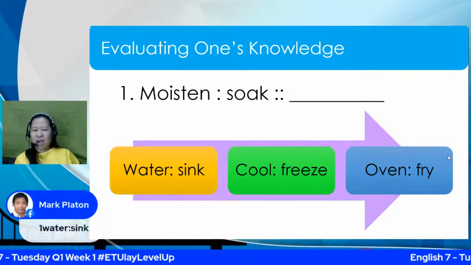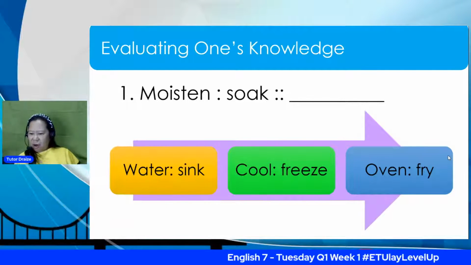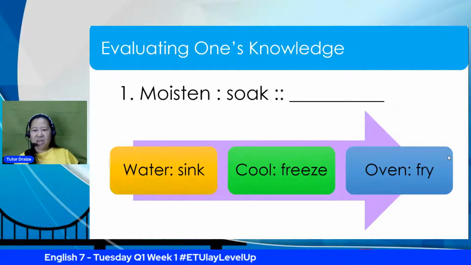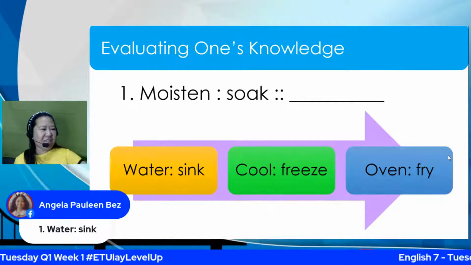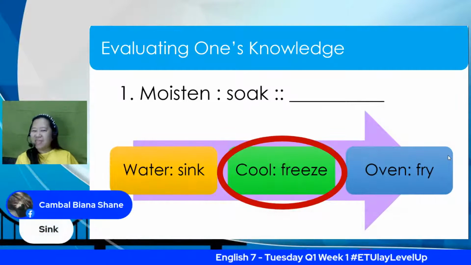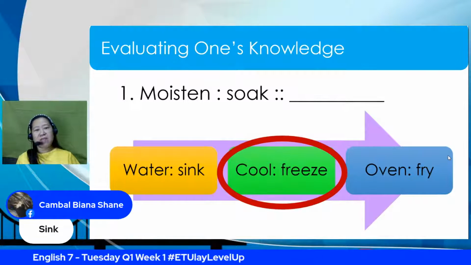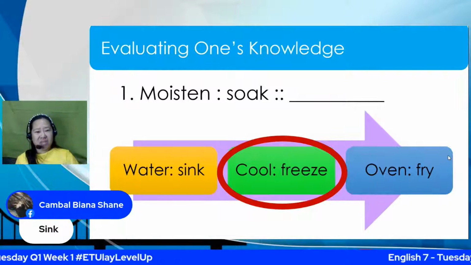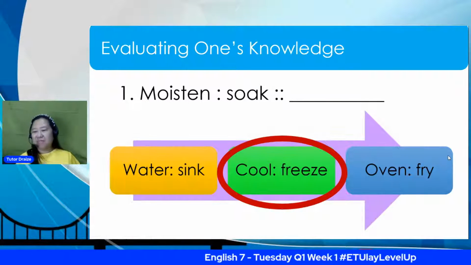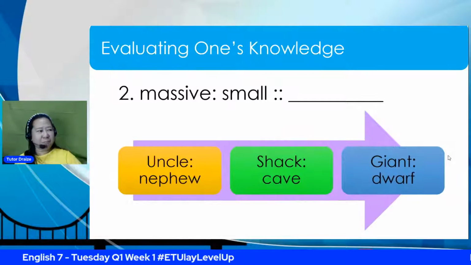So let us check who got the correct answer. Is it Kyle? Is it Radley? Is it Jose? Is it Darwin or Shekinah? Okay, let us check that. The correct answer is cool is to freeze. Why? Because moisten is an after effect of being soaked, and cool is an after effect of being frozen. Don't forget that.